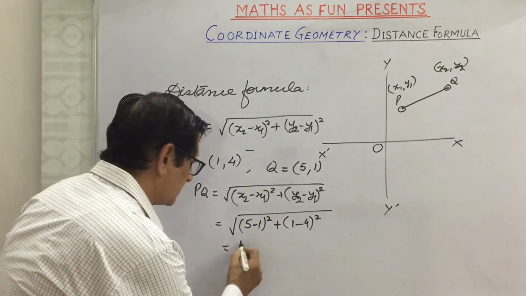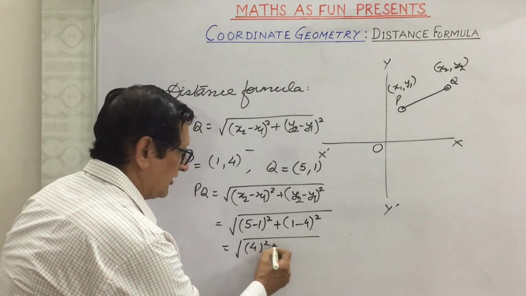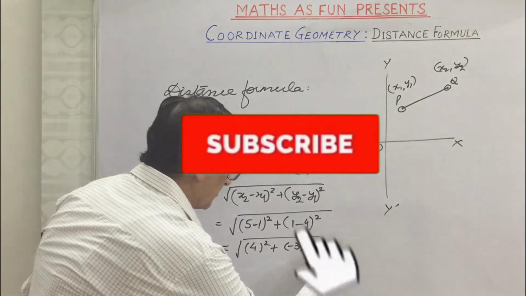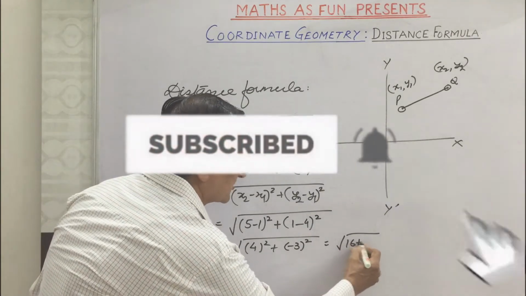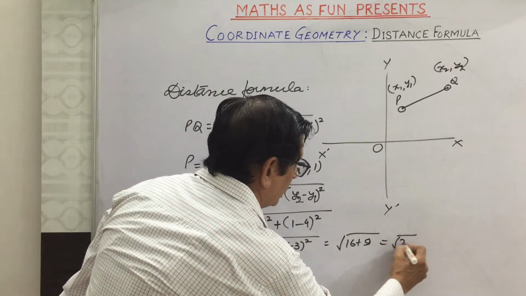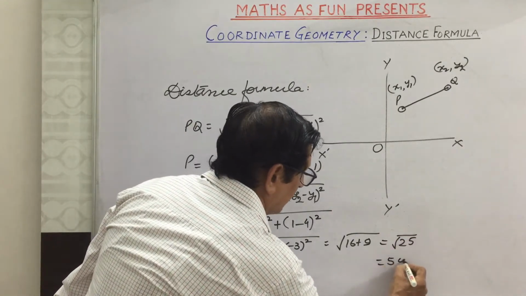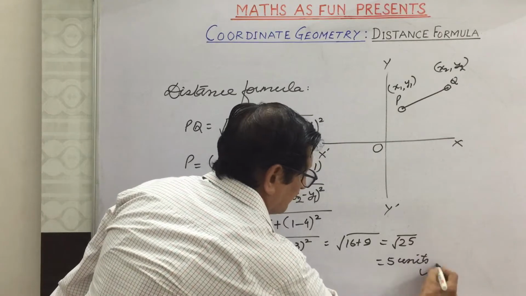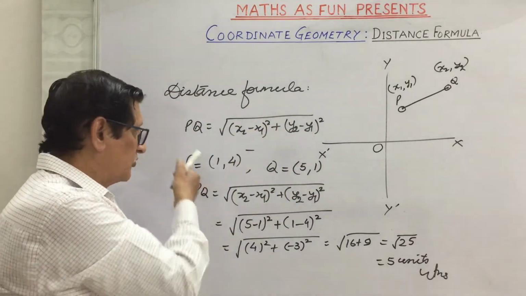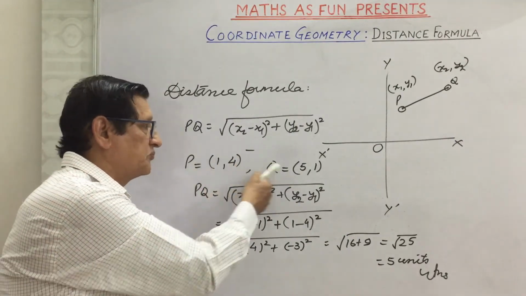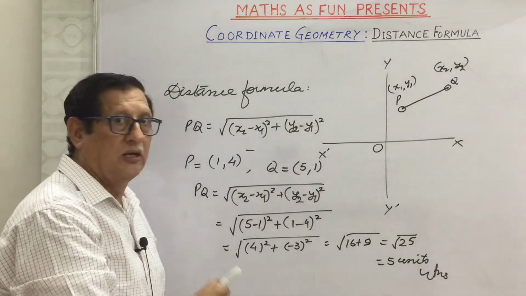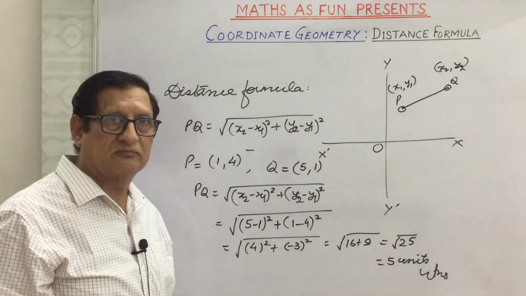And this comes as root of 4 square plus minus 3 square, which is equal to root of 16 plus 9. That is root of 25, or we say it is 5 units. This is the answer. So by applying the distance formula, we could find out the distance between the points P and Q, whose coordinates are 1, 4 and 5, 1 is 5 units.